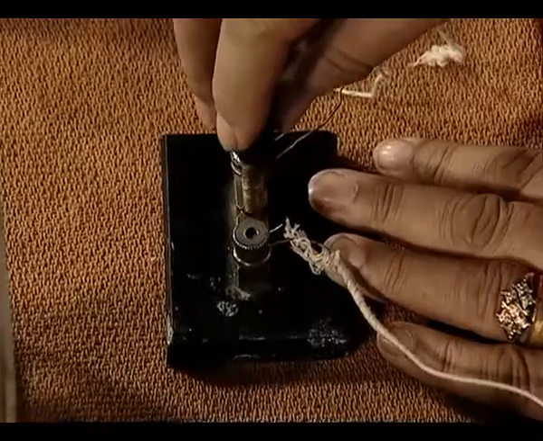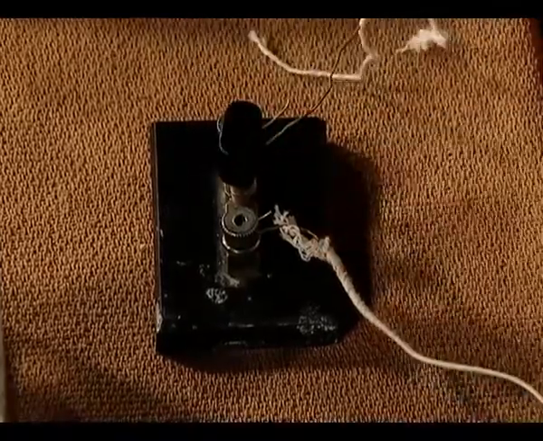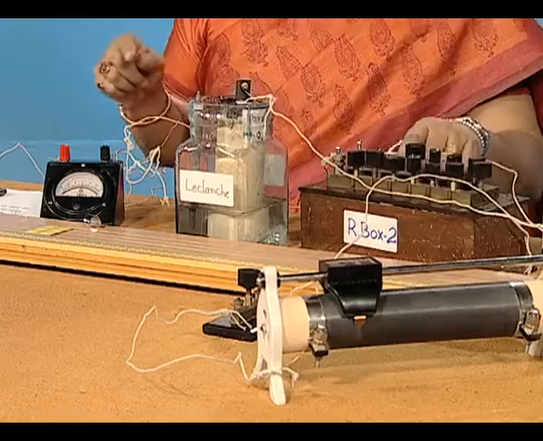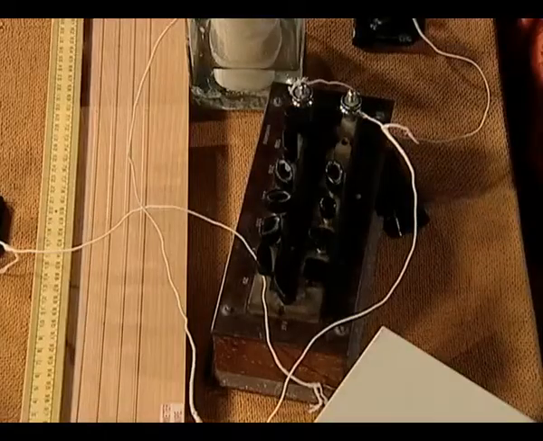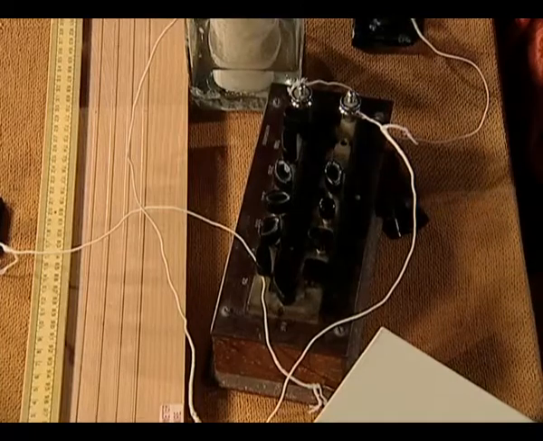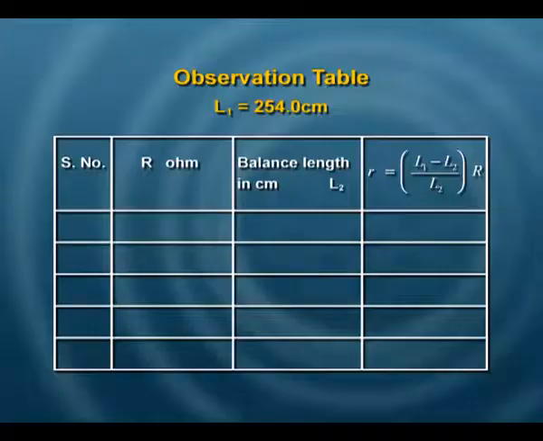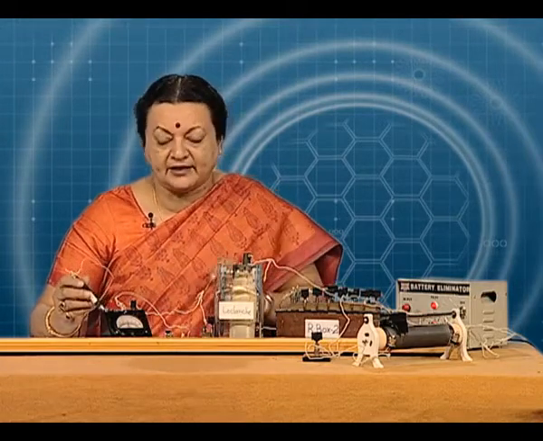Now, we will use the second circuit by putting the key to draw current from this Leclanche cell in this circuit. From here I have taken out 3 ohms and I need to record that in my observation table. Balance length L2 is what I am going to look for now, because now the cell is in use, the terminal voltage is going to give me the balance length. Let us check the circuit again.